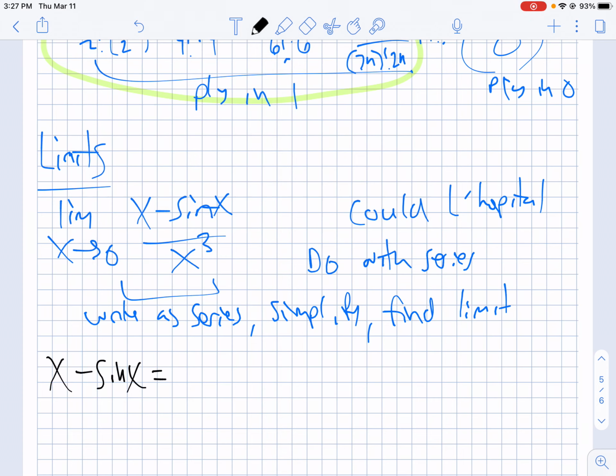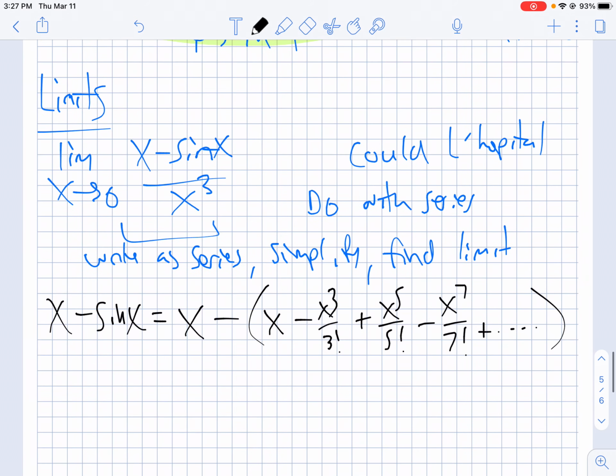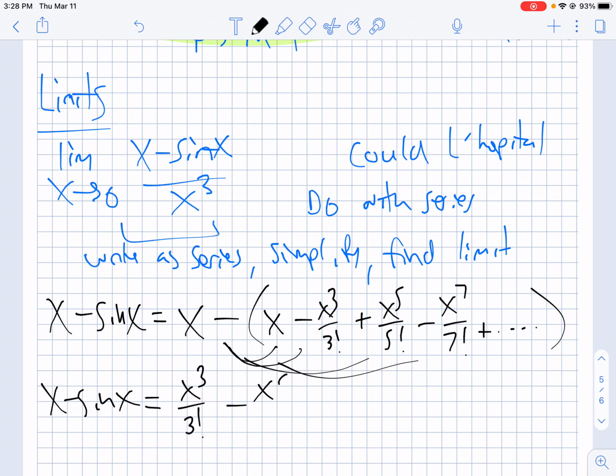If we think about that, that's x minus the series for sine of x, which is x minus x cubed over 3 factorial plus x to the 5th over 5 factorial minus x to the 7th over 7 factorial and so forth. Okay. So when you do x minuses, we definitely have to distribute that negative out to every term. So x minus sine of x is basically x minus x cancels, and then we have a plus x cubed over 3 factorial minus x to the 5th over 5 factorial plus x to the 7th over 7 factorial and so forth.